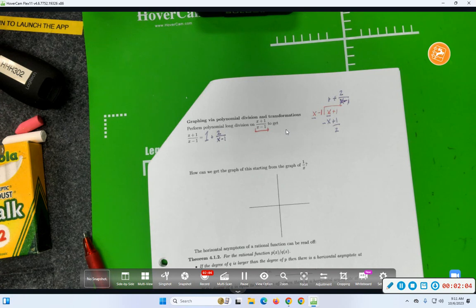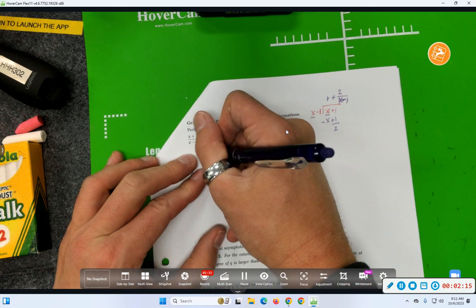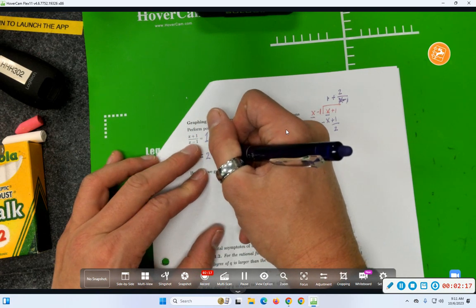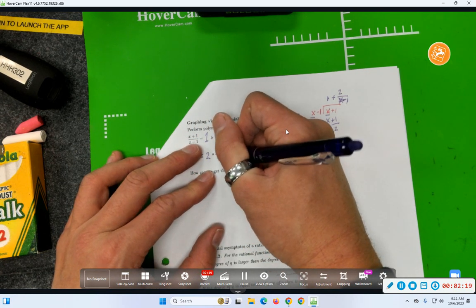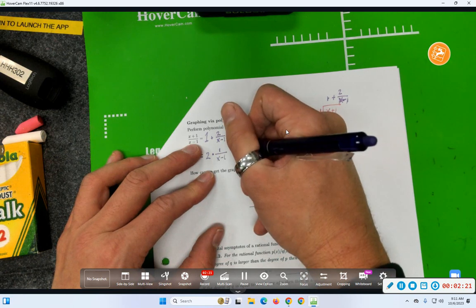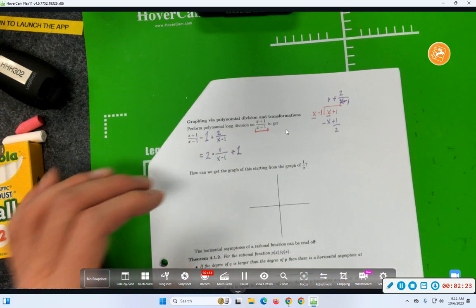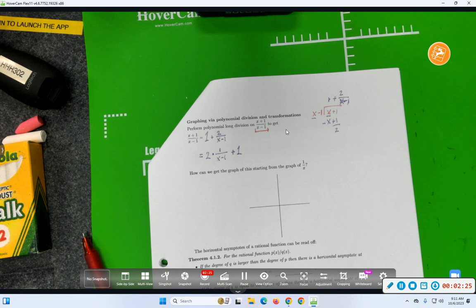Here's why that is useful. I'm going to rewrite that in a way that will maybe seem more complicated, but I think it'll make it more obvious how to graph the thing. This is the same as 2 multiplied by 1/(x − 1), plus 1. Do you agree that that's the same?